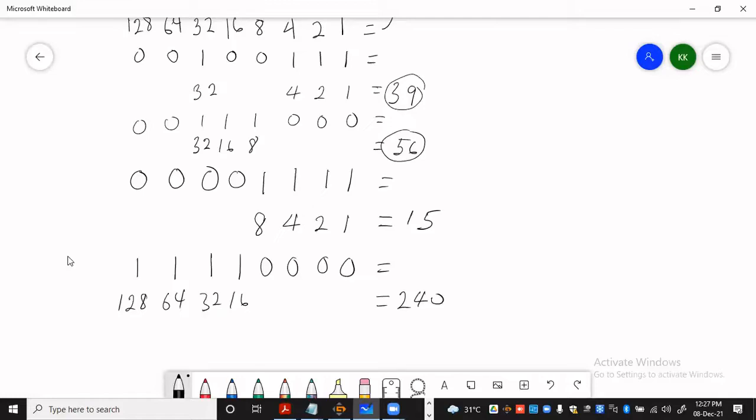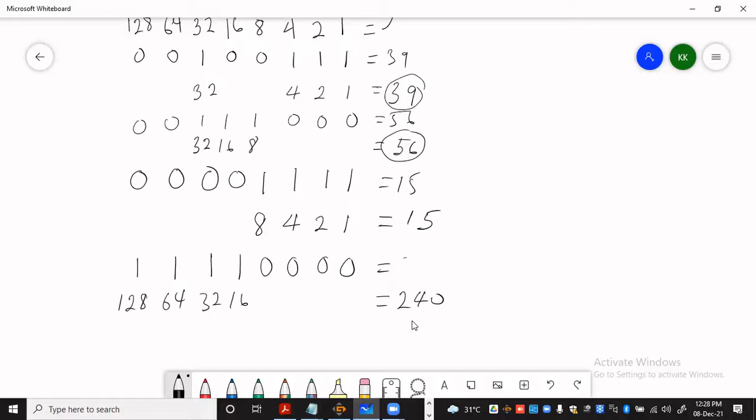Anybody, guys? 256? 224? Come on now. It's 196 plus 32. Okay, yeah. It's 224. 224 plus 16 is 240. Very good. This was a 15. This was 56. This was 39.